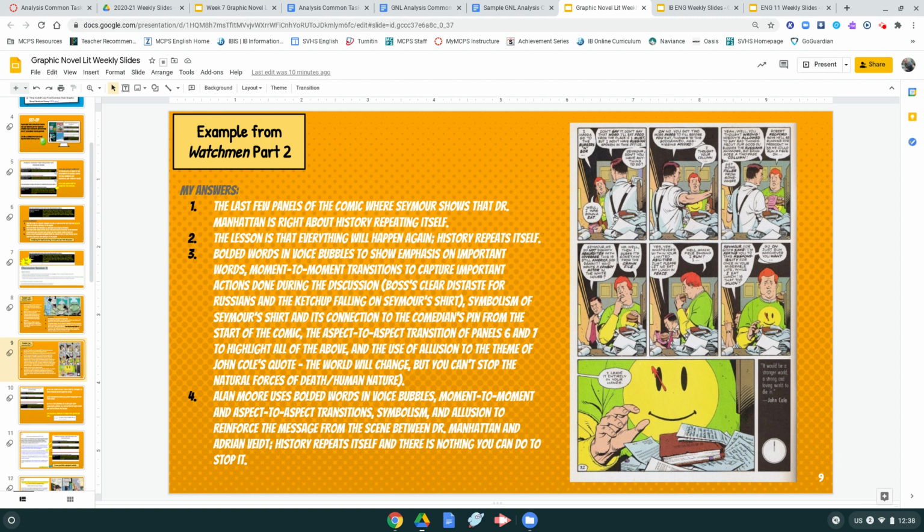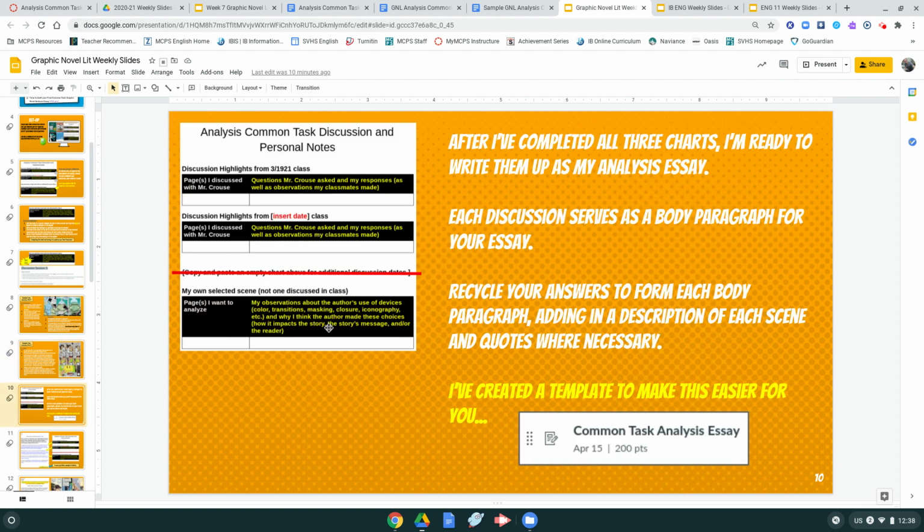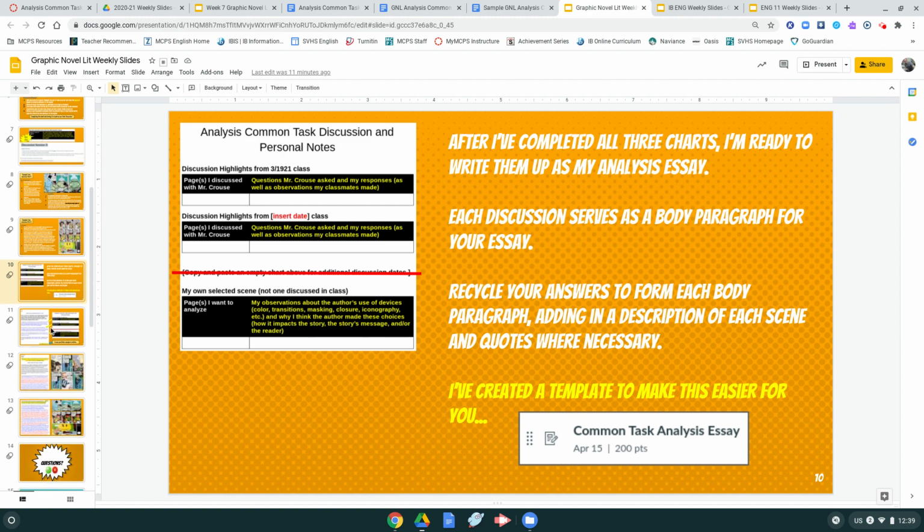Okay. So now that I have all 3 of those charts filled in, after I've completed all 3 charts, I'm ready to actually write up my analysis essay. Each of these discussions serves as a body paragraph for my essay. And you're going to recycle your answers from each body paragraph or their discussions here, right? Adding a description of each scene and quotes where necessary. To make that easier for you, I've crafted a template which I will show you here.